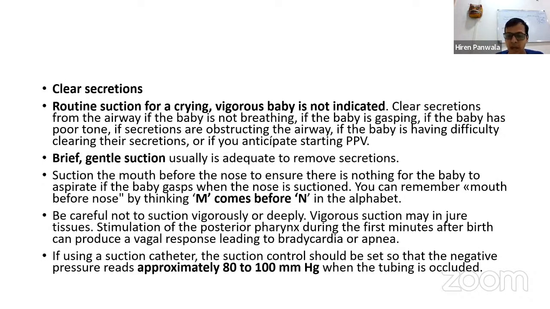If it is meconium, the baby will have meconium aspiration. If it is amniotic fluid, it will go in. So it is easier and safer to do the oral suctioning followed by nasal suctioning. It should be gentle enough. The suction pressure should be between 80 to 100. The aim is to clear the secretions, not to cause trauma, not to cause a vagal response leading to bradycardia, apnea, or any traumatic bleeding.